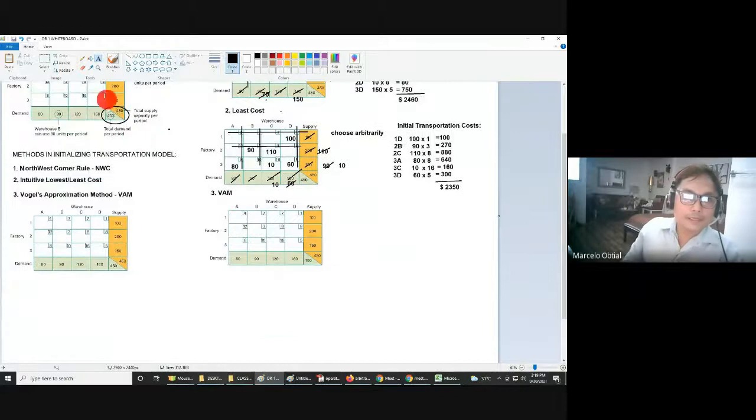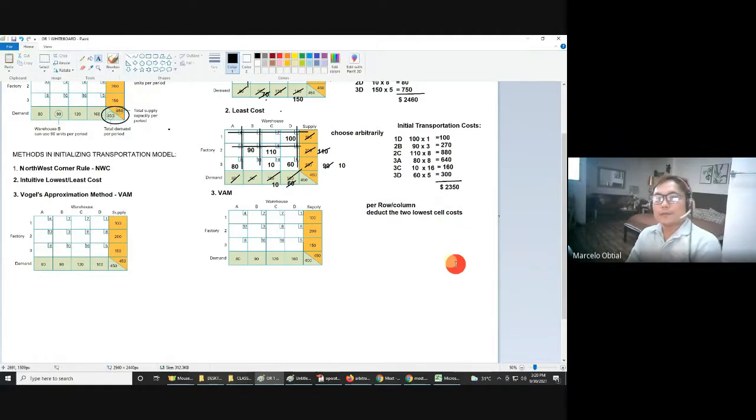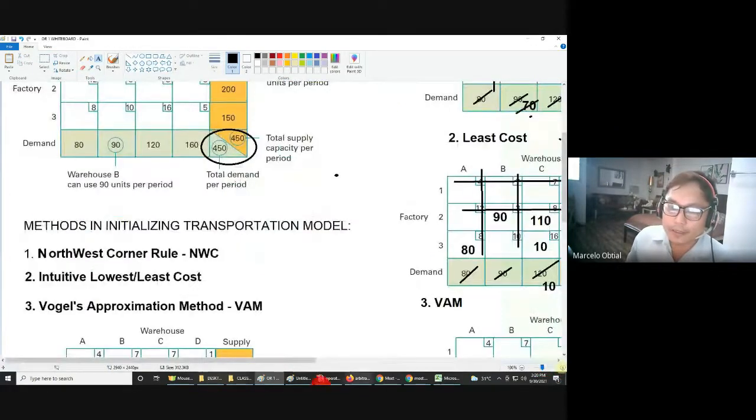Okay. The first step in VAM, per row, deduct the two lowest cell costs, okay? Per row and column. That's the instruction. Okay? Deduct the two lowest cell costs. Okay, gawin natin, no? Enlarge ko lang.